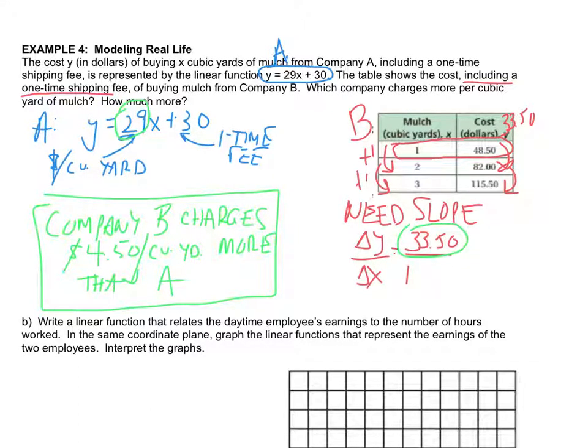So again, for the first part, we already had the equation. We just need to understand those numbers. The 29 being the slope, which is the amount of money per cubic yard. So we didn't have to calculate anything. We just had to recognize which number we wanted. On the second one, it's important that you don't think it's the 48.50, because you have to take into account that for one cubic yard of mulch, we also have a service fee. So again, we need to find the slope with our change in y over change in x.